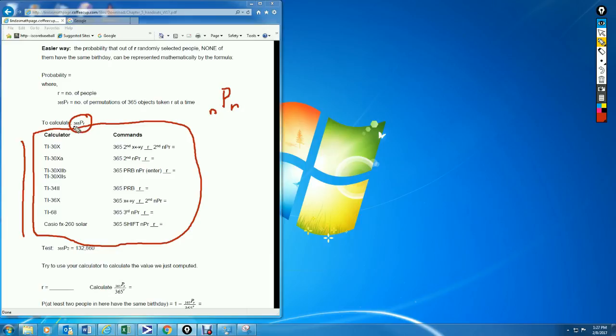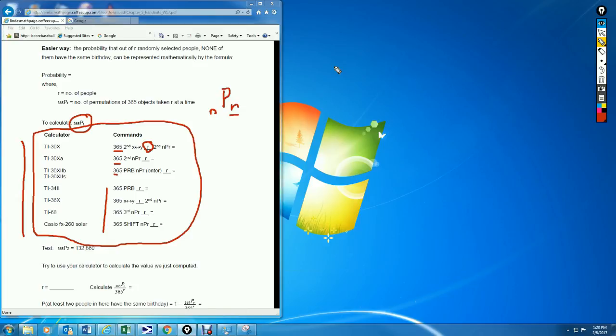Okay, so in this particular case, this was for the birthday calculation. N was 365, so that's why I have all these 365s here and so on. But just substitute whatever your total number of items is. And then for R, how many of them are you selecting at a time? Okay, so if you have one of these calculators, I've basically already gotten the commands written out for you here.